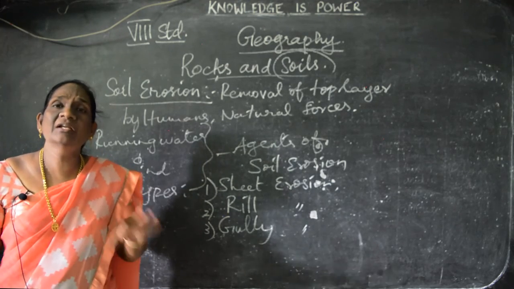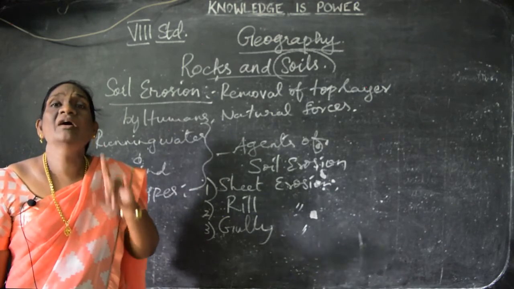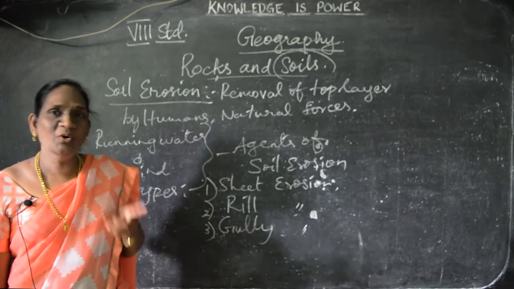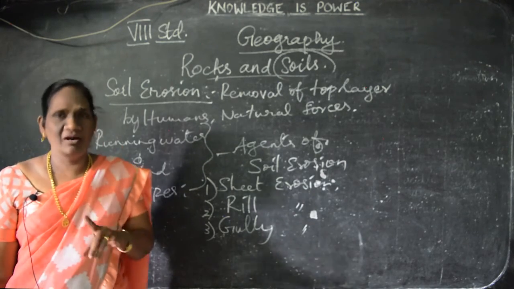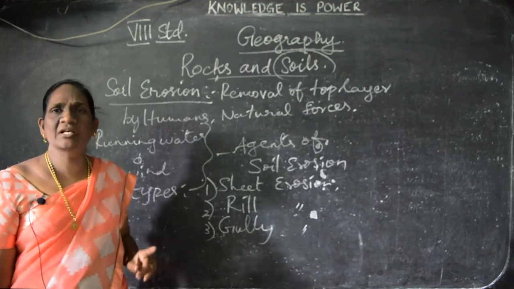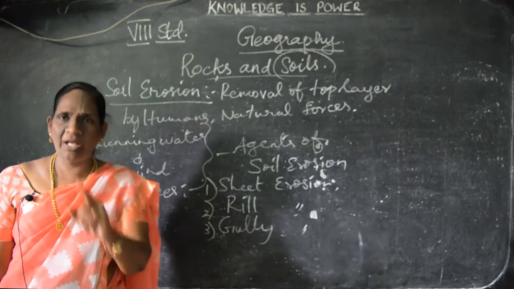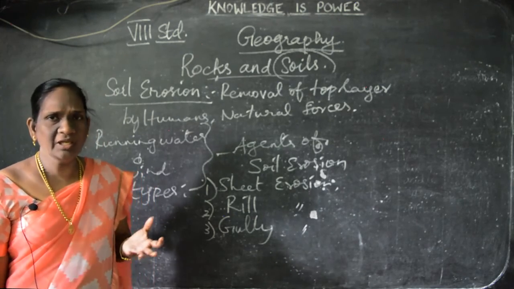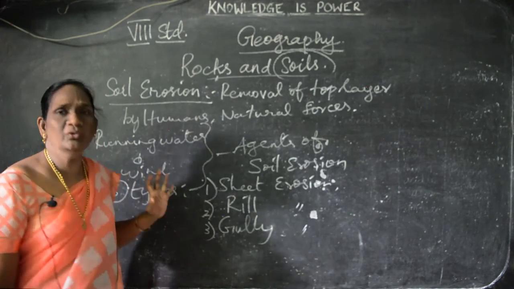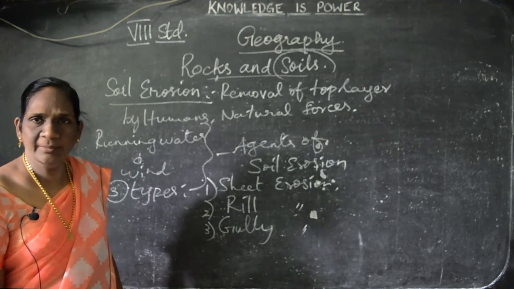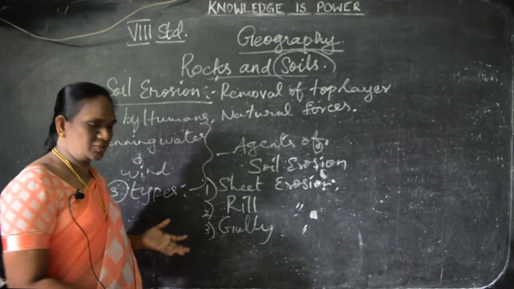For that only, we have to do afforestation. What is afforestation? Planting more trees is called afforestation. So, in each and every house we should have at least one tree. Plants also we can grow. Okay. So, we have to do afforestation to avoid soil erosion. Can you able to follow, children? Shall we go to the next one? Yeah.